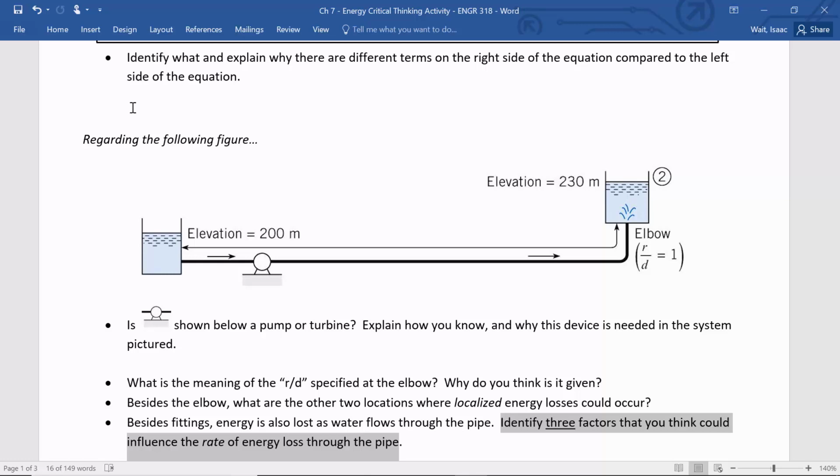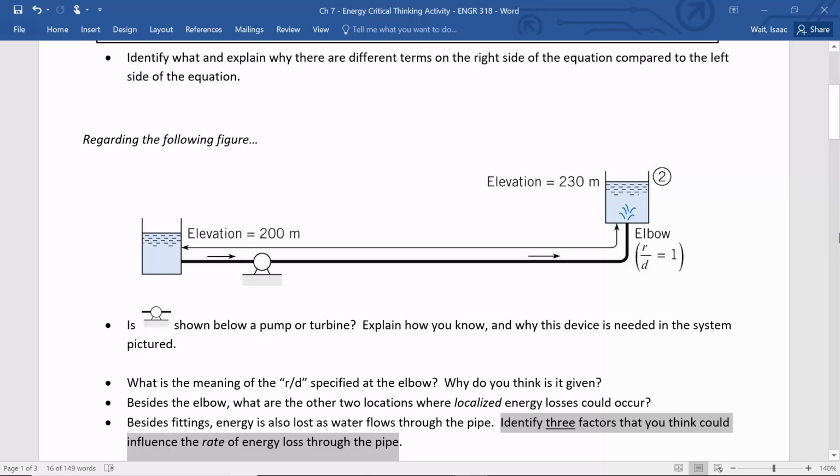Okay, so velocity, diameter. Anybody think of other factors that can influence the rate of energy loss through the pipe? Pipe material. Yes, some pipes are made out of a really smooth material, like drawn glass, which has a low friction factor. Some are made of a more coarse material, like cast iron, which has a much higher friction factor. And there are other factors as well, like the temperature of the water, because that influences the Reynolds number. We'll talk a lot more about that next semester.